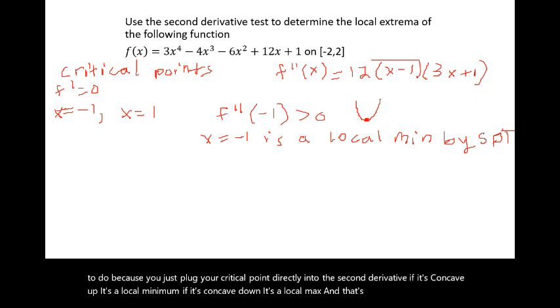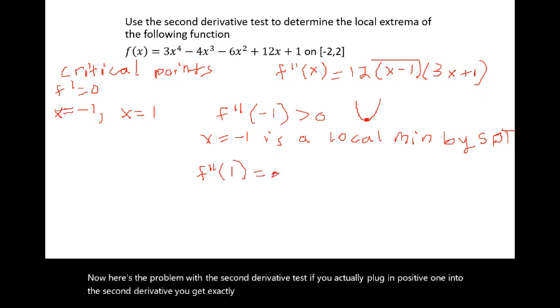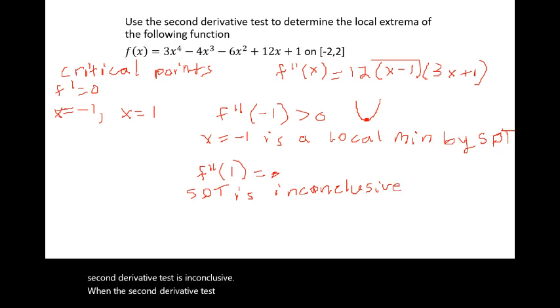Now, here's the problem with the second derivative test. If you actually plug in +1 into the second derivative, you get exactly 0. Remember, if you get a second derivative equal to 0, the second derivative test is inconclusive. When the second derivative test is inconclusive, what you're going to do is use the first derivative test instead.